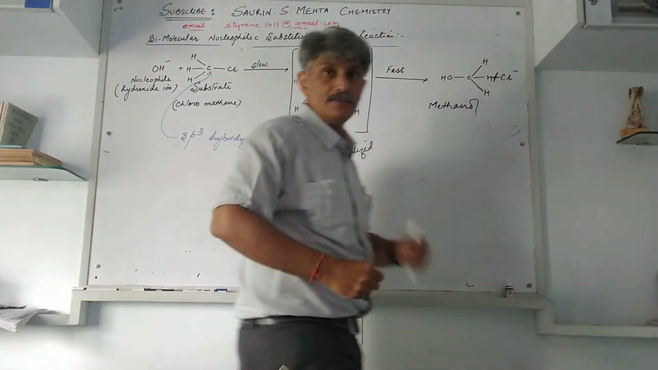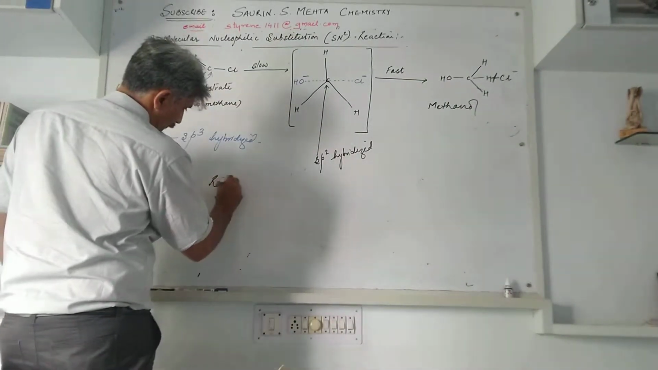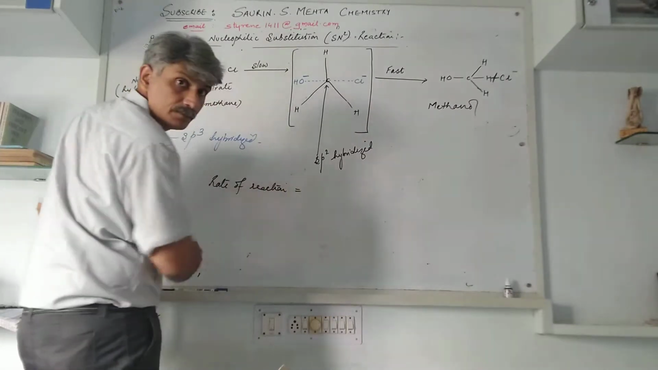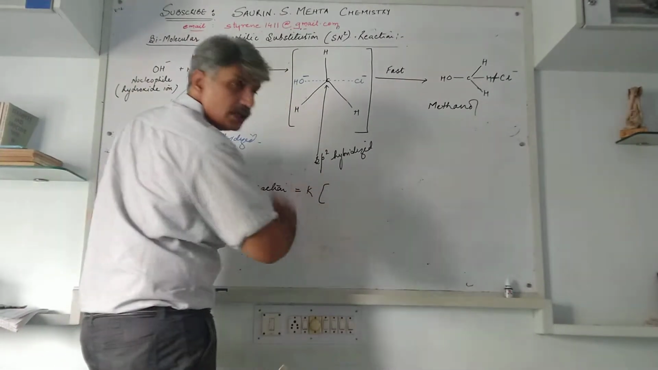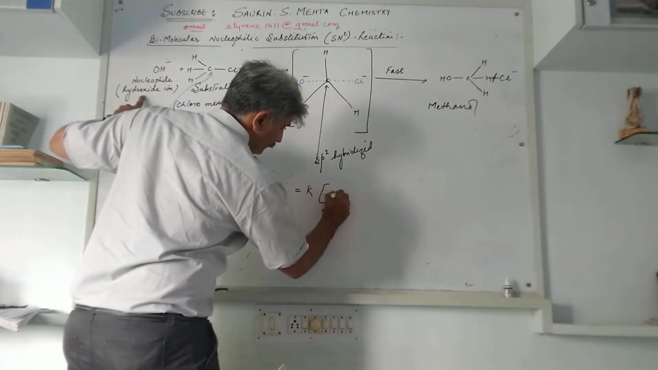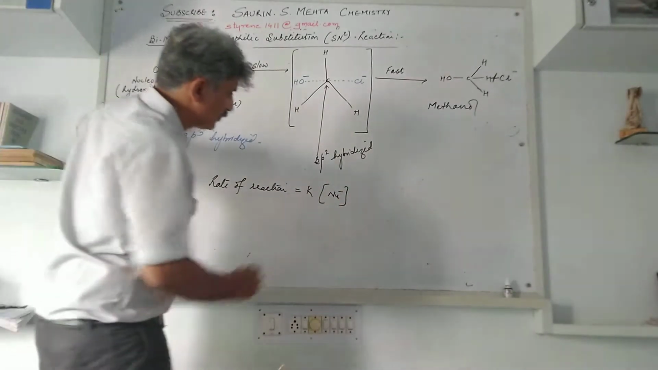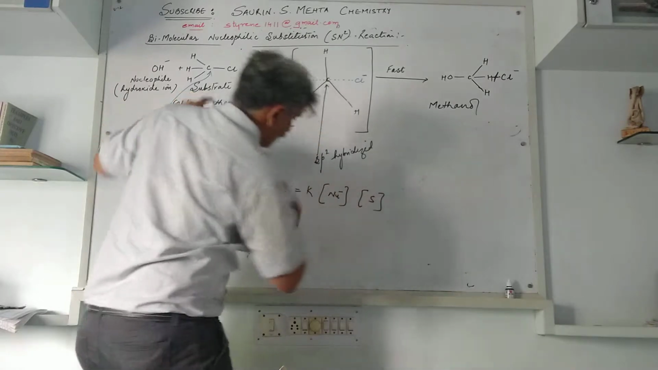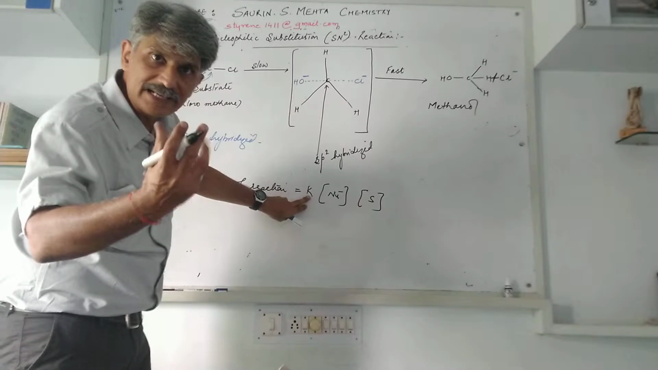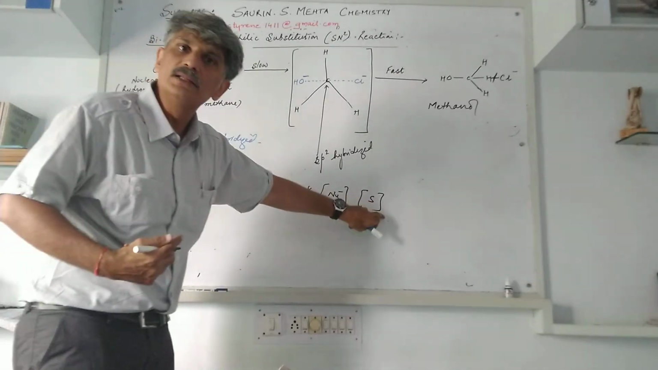So here you can see the rate of reaction. I'll write it for you. The rate of reaction depends on the concentration of the hydroxide ion, which is your nucleophile, and chloromethane, which is the substrate. So the rate of reaction depends on both the reactants, where one reactant is a nucleophile and the other is the substrate.